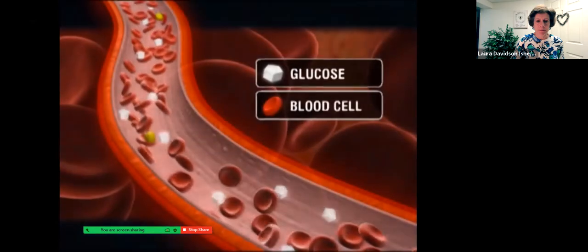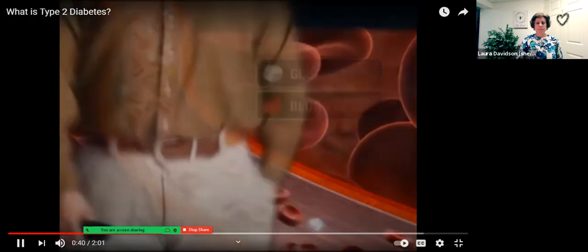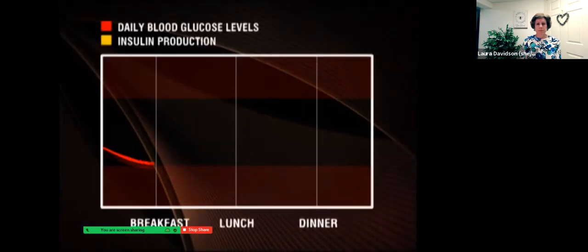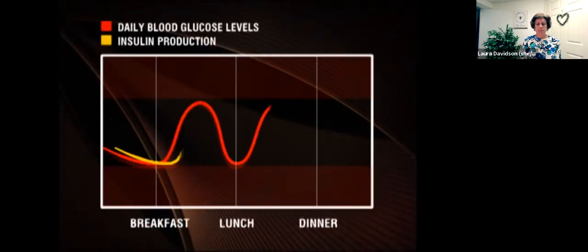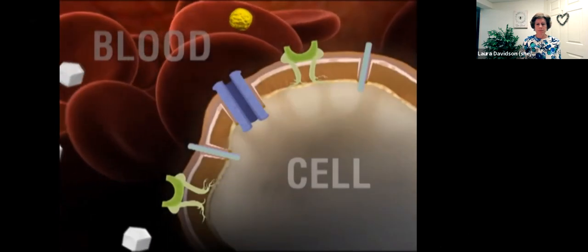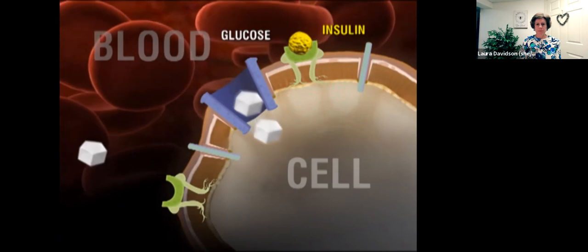Glucose is absorbed into the bloodstream where it is carried to cells throughout your body. A healthy pancreas releases a regular supply of insulin into your bloodstream. After you eat, your blood glucose levels rise, and your pancreas responds by releasing more insulin to move the glucose into your cells. Insulin acts as a key, opening up the cell so it can accept the glucose.